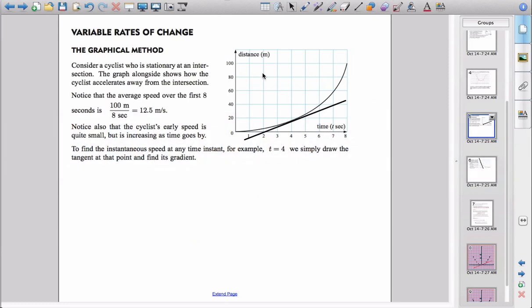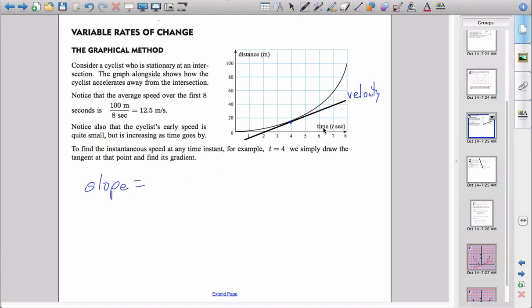Okay, so we're going to go back to that in a second, but first let's look at a couple of problems here. Firstly, let's look at this problem. This is distance versus time of a cyclist. So if you get the slope of a distance time graph, you're going to get the velocity, or the speed. So if you want to get the instantaneous speed at t equals 4, we draw the tangent line and get the slope.